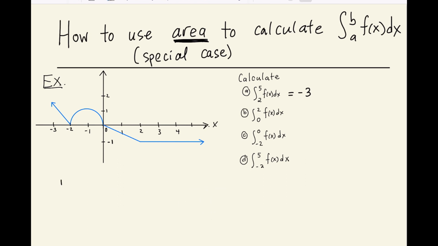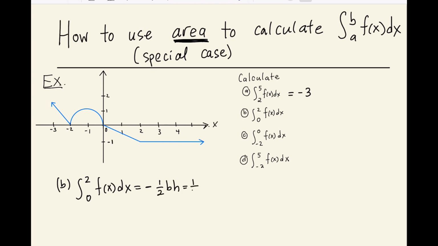So let's do part B. In part B, we're asked to calculate the definite integral from x equals 0 to x equals 2. So we're looking at this area right there. We would like to know what that area is. I would say that looks like a triangle. But it lies below the x-axis, so again, I'm going to have a negative there.